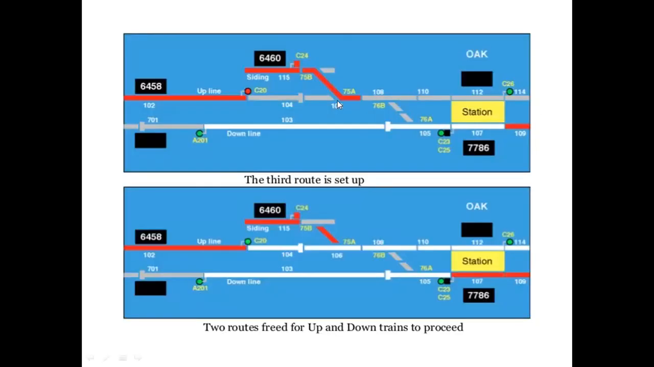Here you can observe the train has entered into the side lane. So the third route is set up for leaving the station. This is the down lane, and the locomotive has arrived at the station. These are the two routes, up and down, freed for the trains to proceed, each for the two locomotives which are passing through the same station.